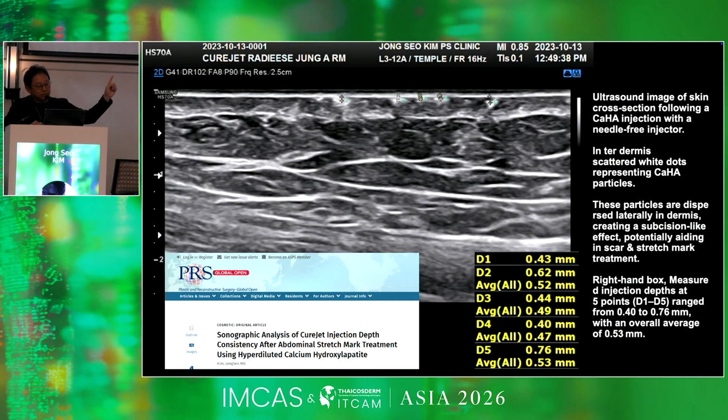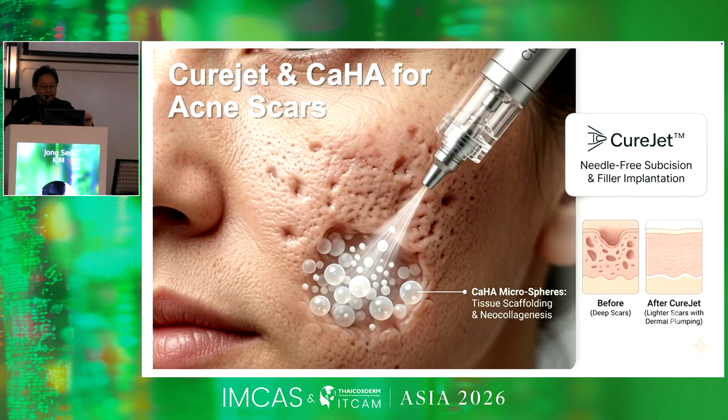The ultrasound confirmed the upper dermis, you can see the white dots, CAHA is accurately delivered at a constant depth in the dermis. The mean depth was 0.53 millimeter, exactly in the dermis.